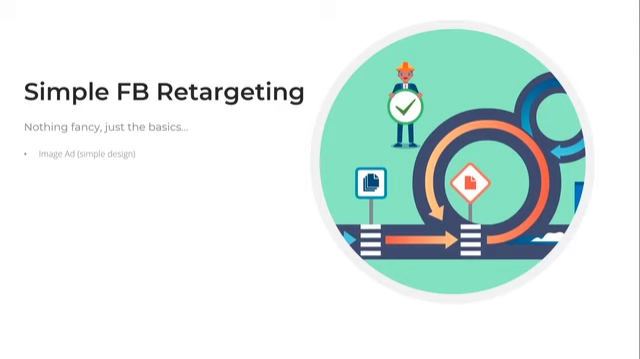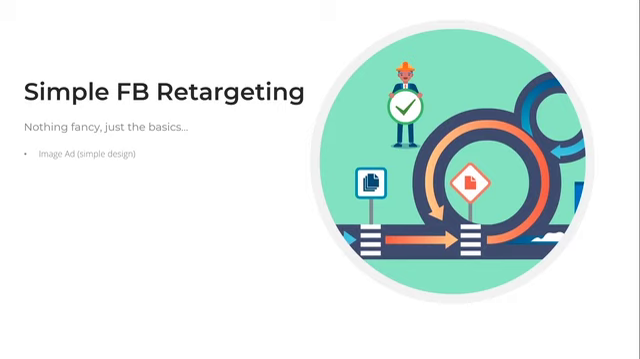Now, the first thing I'm going to point out is that we're going to be using an image ad for our simple Facebook ad blueprint. We're not going to be doing a video ad, and the reason for that is simple. A lot of people see video ads and they think that video ads are better, and in a number of more advanced ways, they're better for engagement and things like that, which is better for other things.